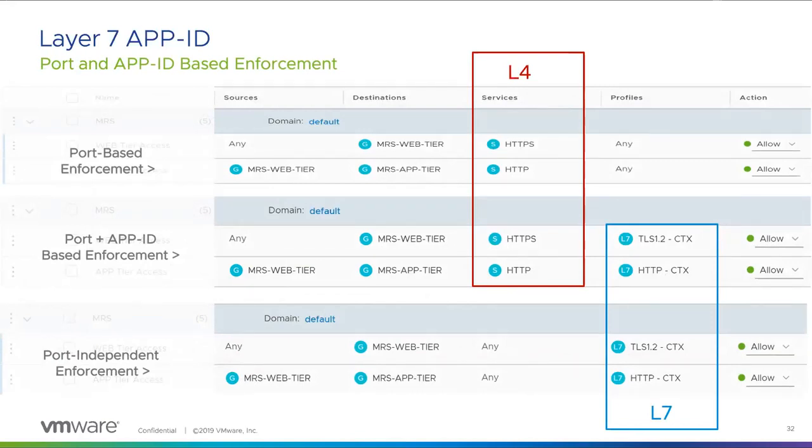So, port and app ID based enforcement. This is a breakdown of different layers of the distributed firewall rule application, what it looks like. And here we can do either a rule based on just layer 4, a rule based on layer 4 and layer 7, or layer 7 only. It all depends on your granularity level of requirements in your environment.